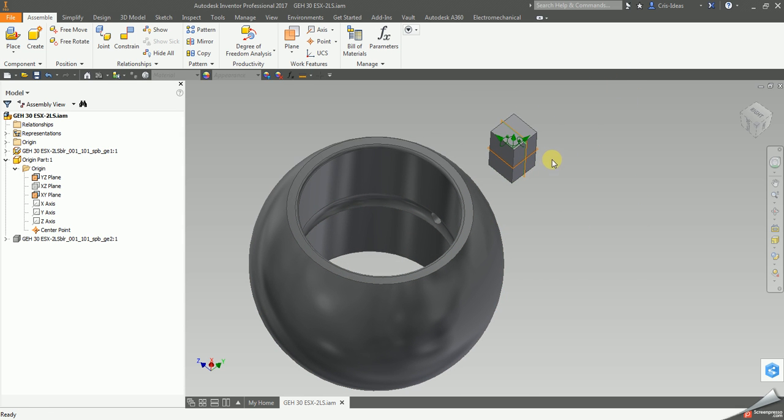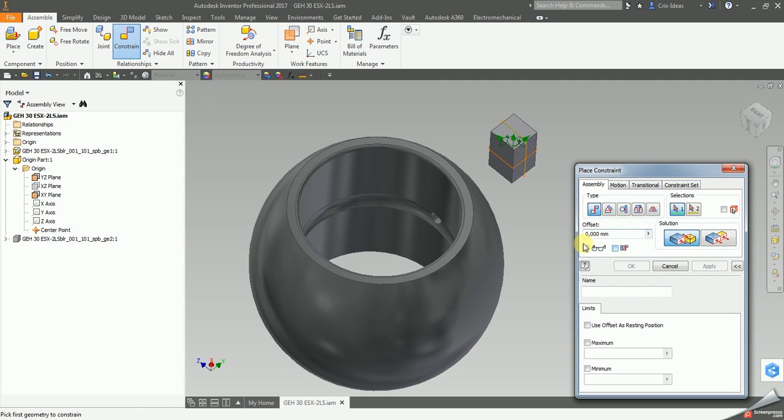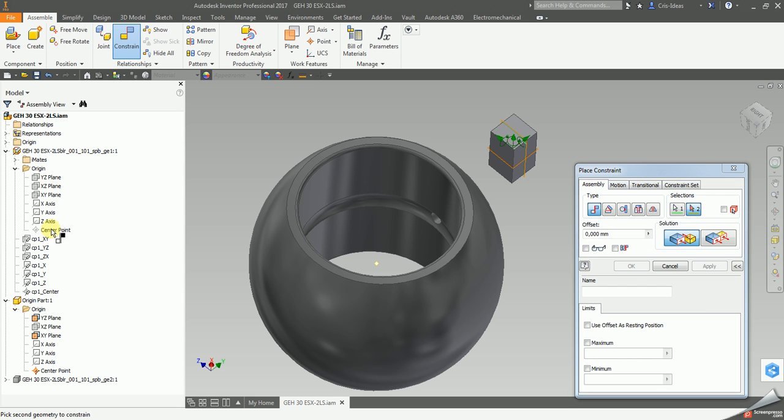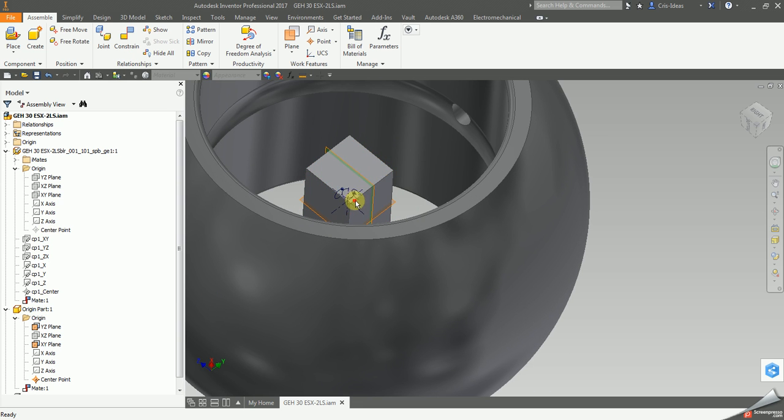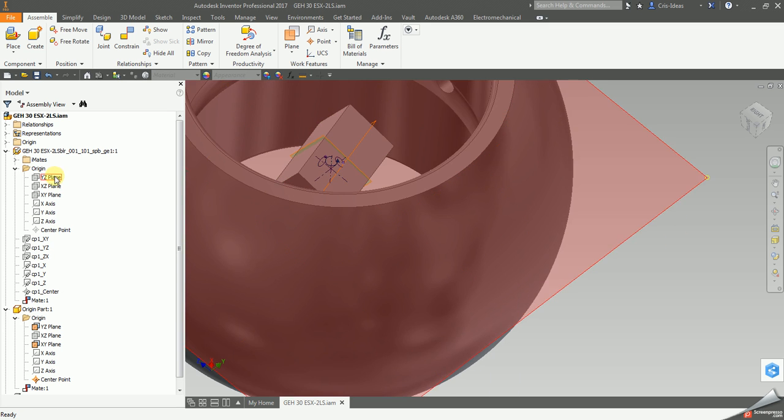I will now constrain the center point of this origin with the center point of the sphere. This reduces all three translation degrees of freedom, and as we can now see, this cube can now rotate in any direction.